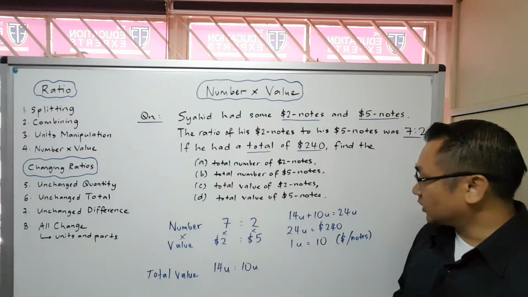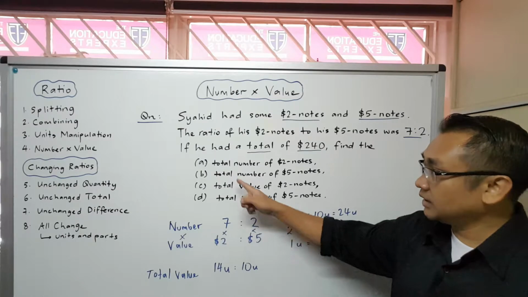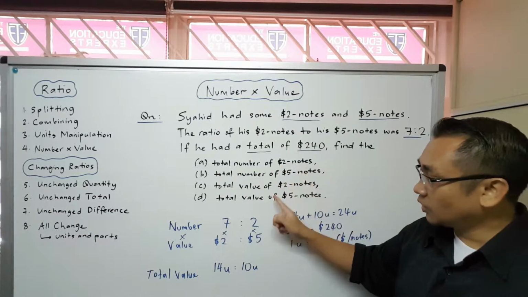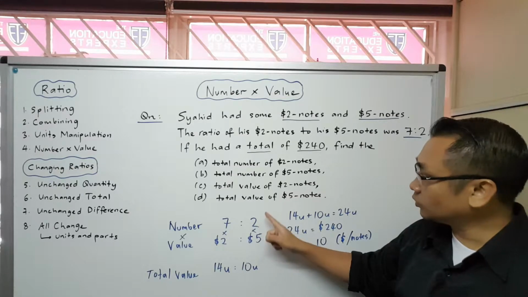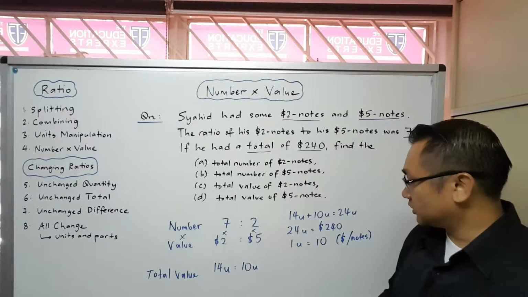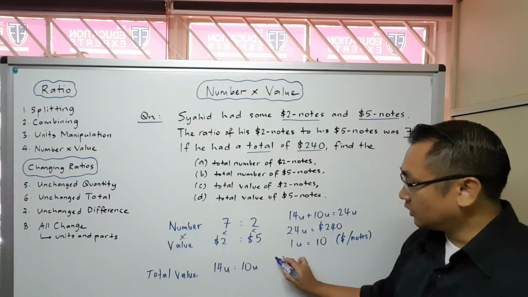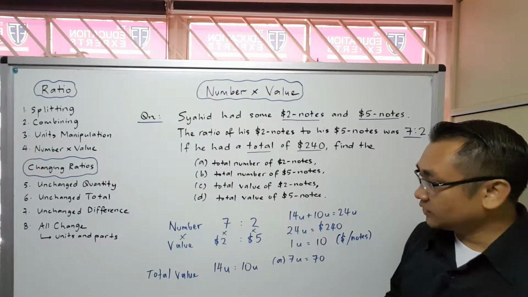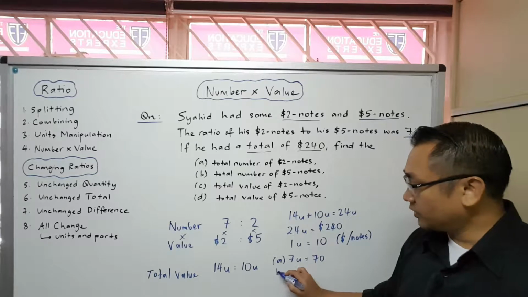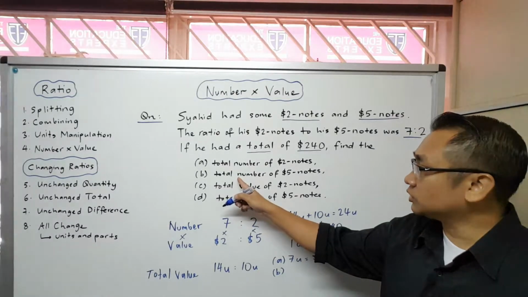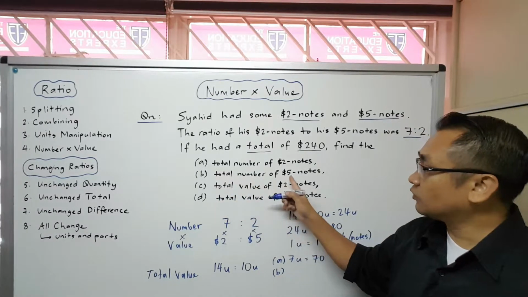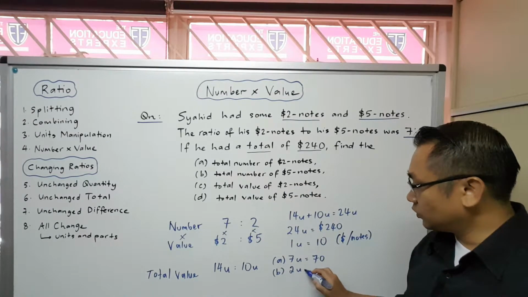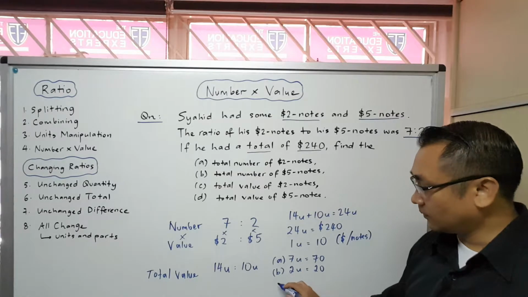So now, what does the question ask us to find? Part A, find the total number of $2 notes. So how many units for $2 notes? 7 units. So for part A, we need to find 7 units. That will give us 70 notes. For part B, what is the total number of $5 notes? The units is 2. So 2 units is 20.